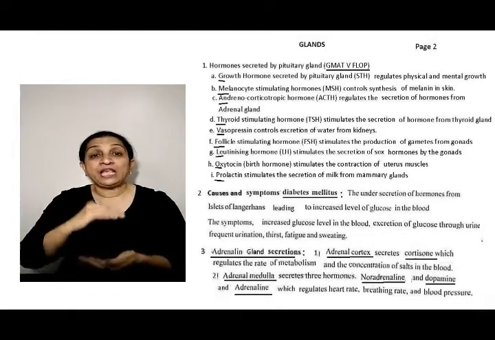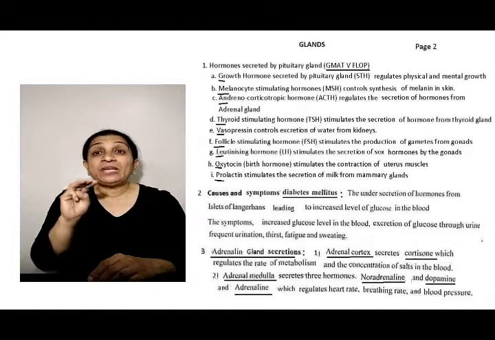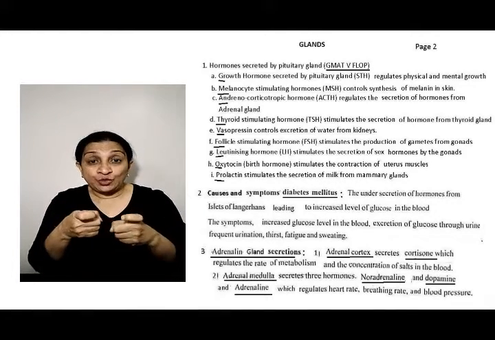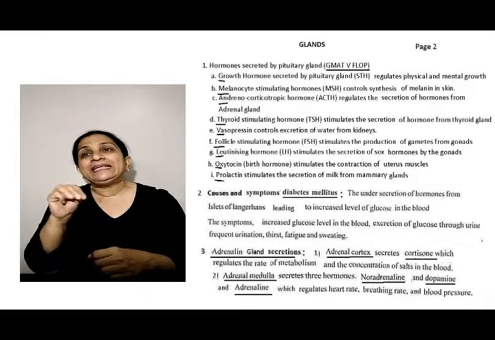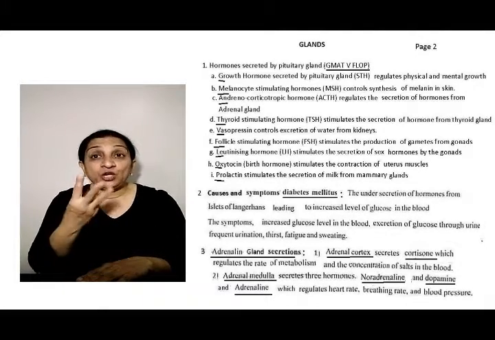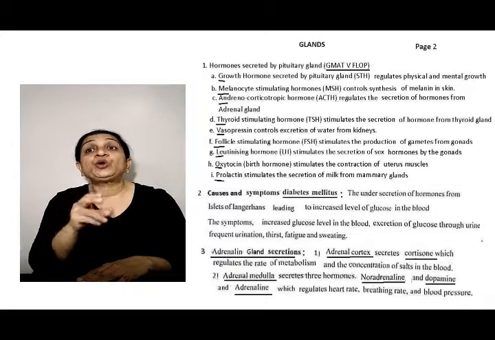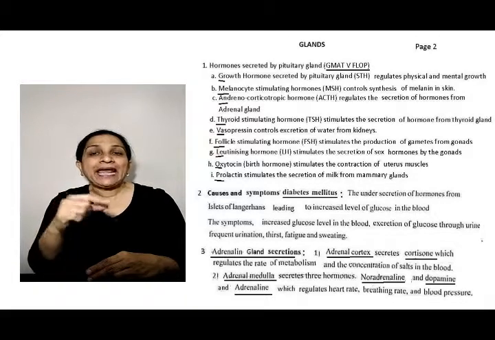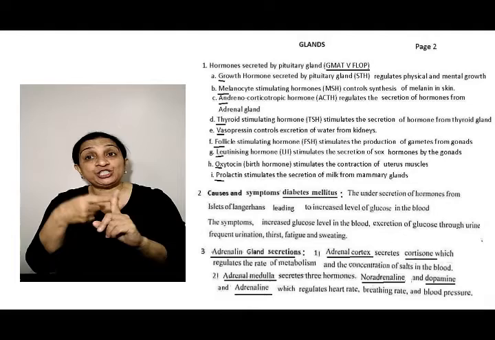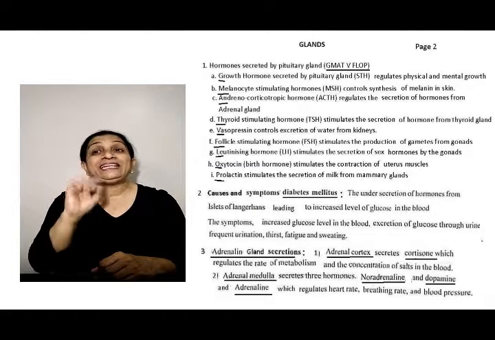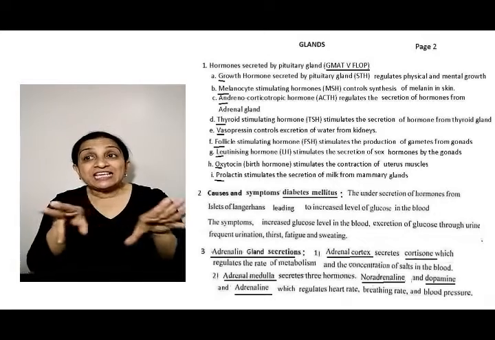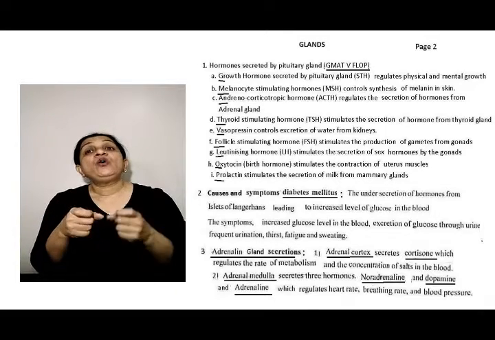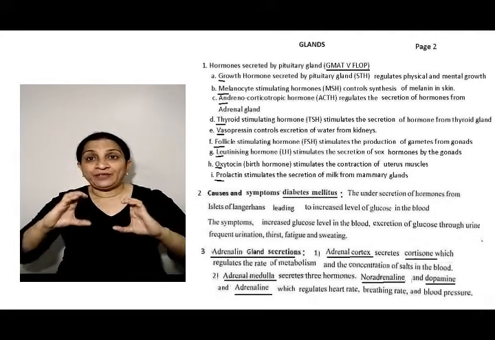The first one is growth hormone. Then you have the melanocyte stimulating hormone, which controls the synthesis of melanin in the skin. The third one is adrenocorticotropic hormone, which regulates the stimulation of hormones of the adrenal gland. Then thyroid stimulating hormone or TSH, which stimulates the secretion of hormone of the thyroid gland. Then vasopressin, which controls the secretion of water from the kidneys.